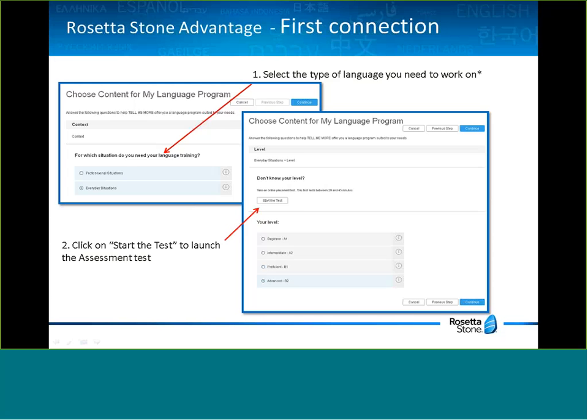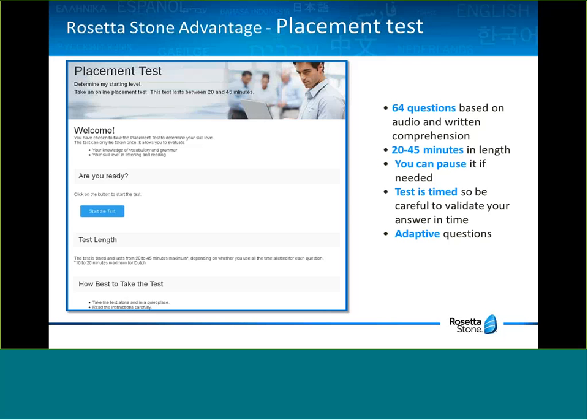When you're ready to move on, click on Start the Test. Now, depending on the learning languages, these choices may be a little bit different. So, for example, in Dutch, there are no professional situations. Now, this placement test takes from 20 to 45 minutes to complete, and remember that you have the possibility to interrupt the test to finish it later. You just close the question window by clicking on the X at the top right-hand corner of the screen.